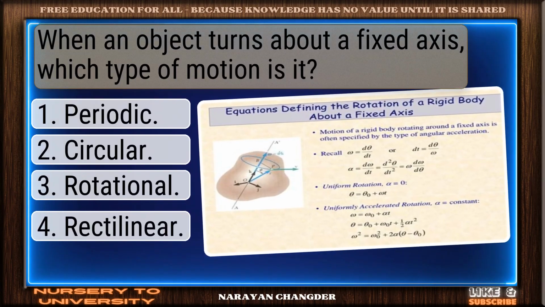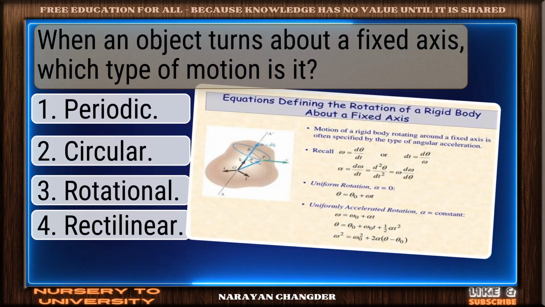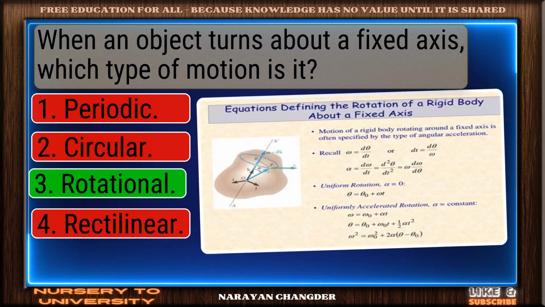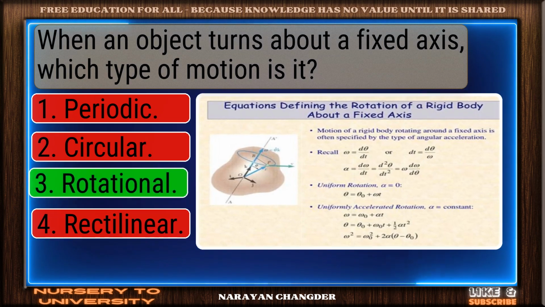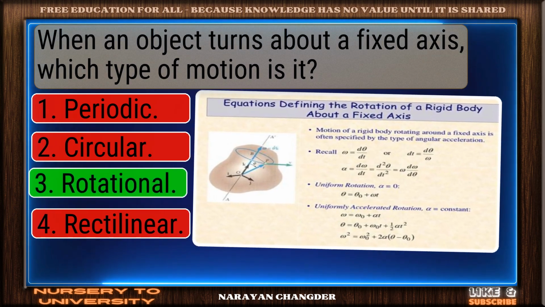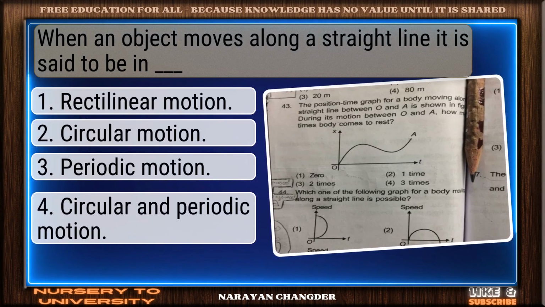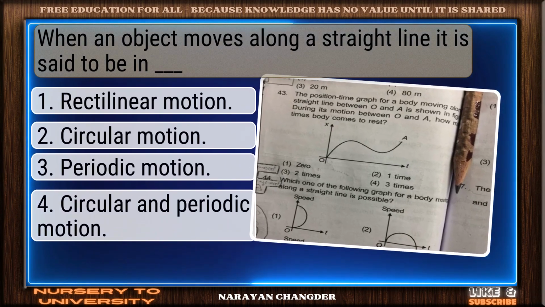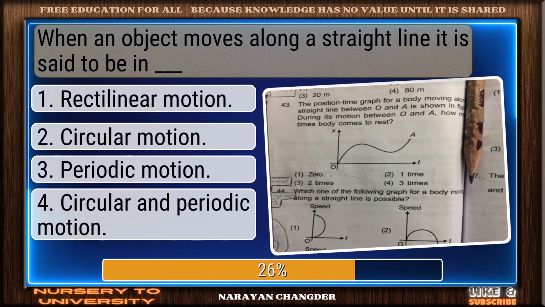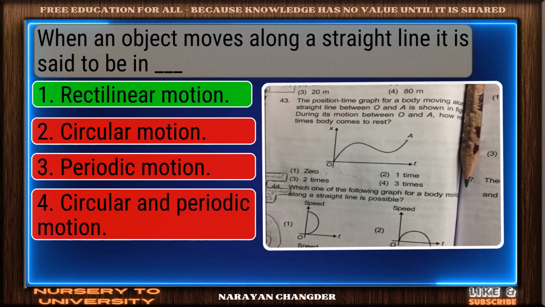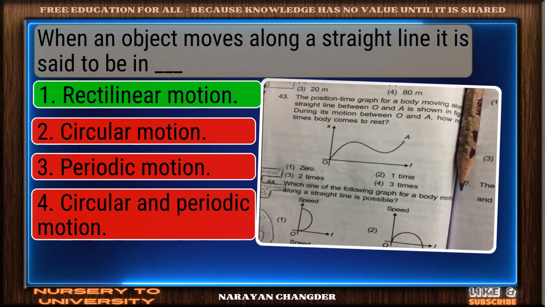When an object turns about a fixed axis, which type of motion is it? Clear logic. Your choice rotational is sound and 100% true. When an object moves along a straight line, it is said to be in dash. You chose rectilinear motion, and it is correct.